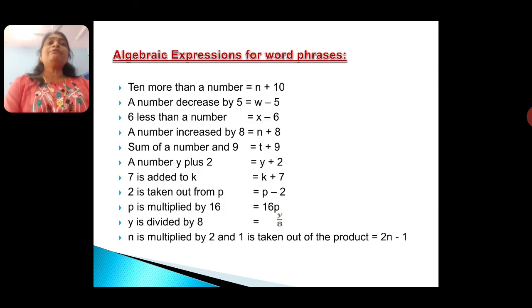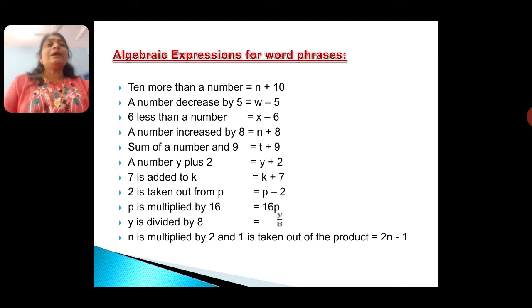Now we form some algebraic expressions for word phrases. Here there are some statements given and we form algebraic expressions for the given statements. For example, 10 more than a number, where this number is not given. If we assume n for the number, then the statement 10 more than a number is equal to n plus 10.